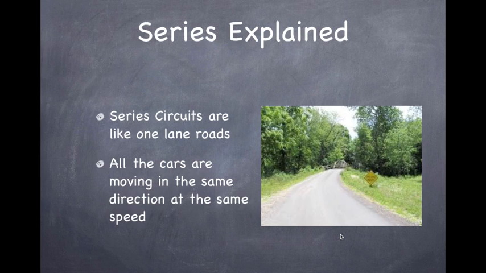So series, explain. Series circuits are kind of like a one-lane road. If you have an accident or something along those lines on the road, everything that's behind that accident will all come to a stop as well. All the cars are moving in the same direction, they're all moving at the same speed, and so when all of a sudden one car is stopped, the whole line of traffic stops as well.